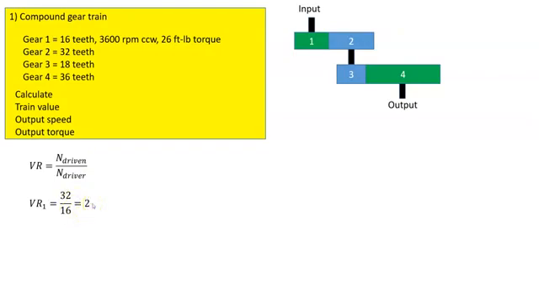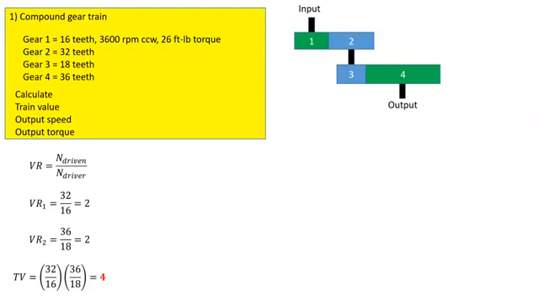For the second set, the driven gear is 36 teeth, that's gear number 4, and the driver gear is 18 teeth, that's gear number 3. So we have a velocity ratio of 2. The train value is the product of those, which is 4. So we've got a velocity ratio of 2 for the first, 2 for the second, and a total train value of 4. That's going to be our multiplier.